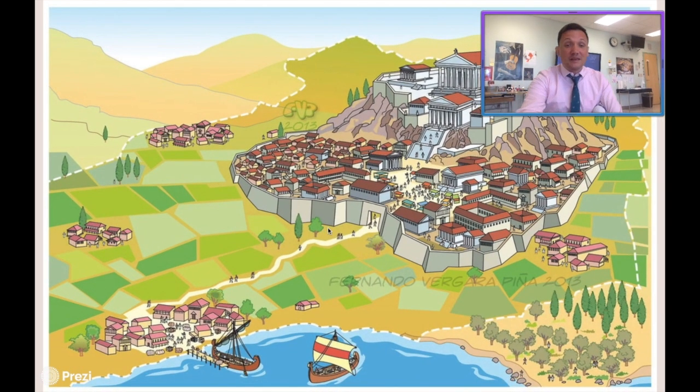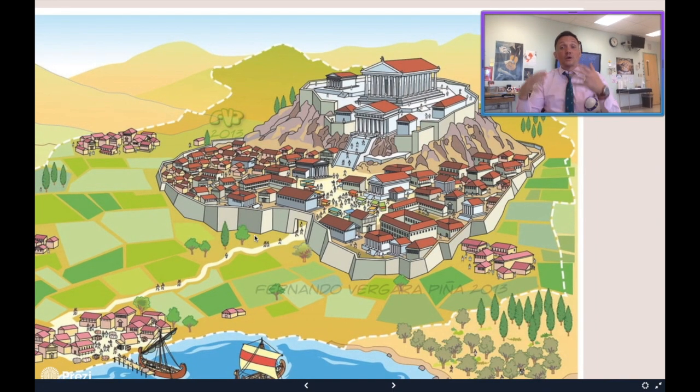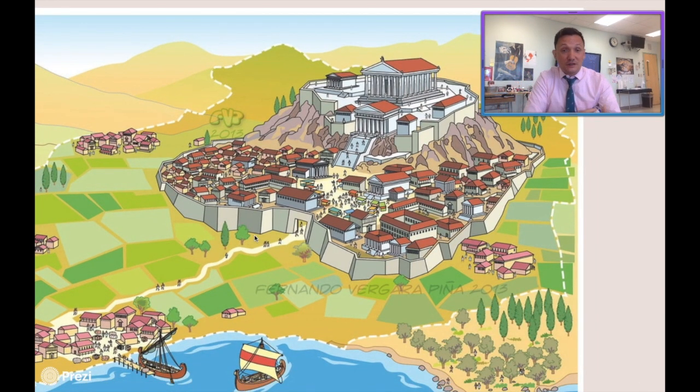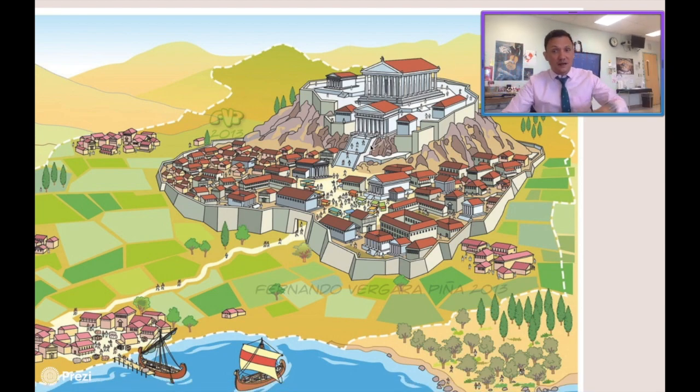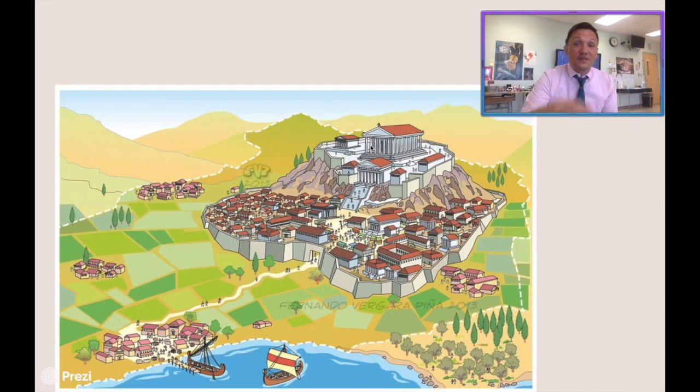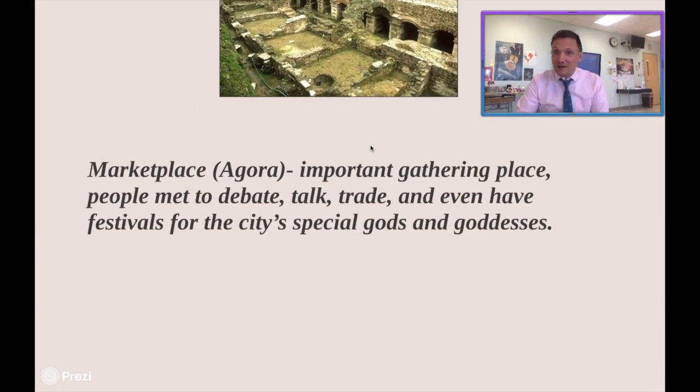But this is what we believe Athens probably looked like when it was at its height, right? So when it was actually fully constructed. So you can see the lower walled main city and then the Acropolis right up here, where all the temples to their gods and goddesses were located, right? So that is a commonality as well. Even Sparta had this area.